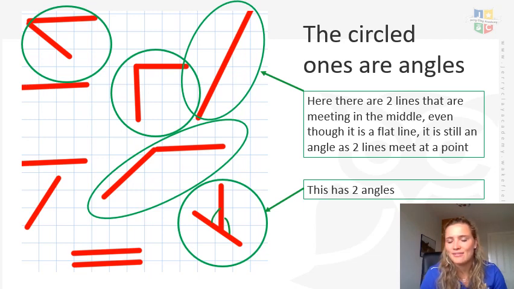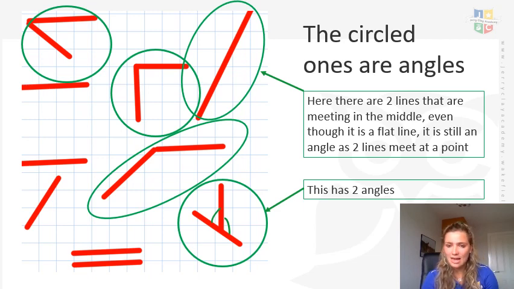So here are different angles that we're having a go at looking at. A couple of them you might have thought straight away, yes, that's an angle because two lines meet at a point. However, there are two which you might not have got. The first one is the one at the top where I've labelled. I've said here there are two lines because they're the same length lines, but they are still meeting. Even though it shows one flat line, it still is two lines that are meeting at a point.